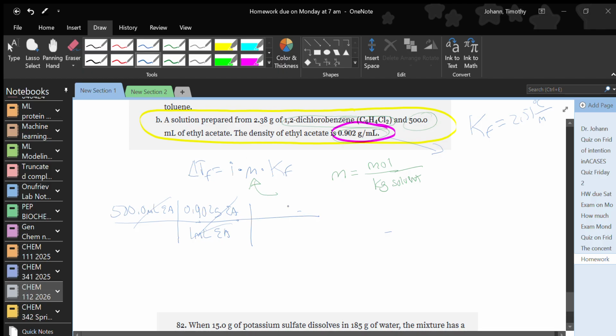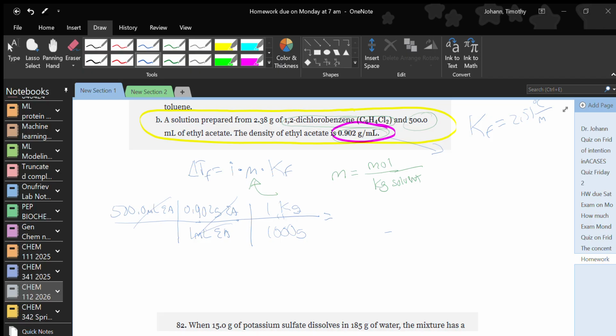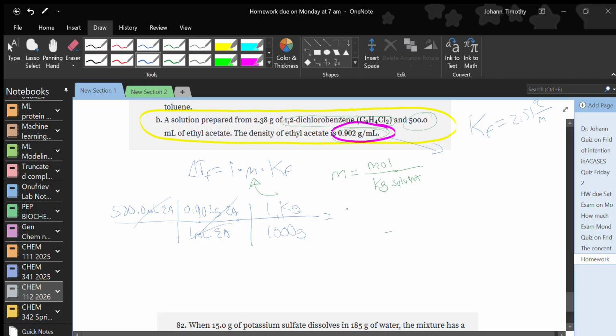All right, so we need kilograms here, right? How do I go from grams to kilograms? I got 1,000, right? What goes on the bottom? Yep, so 1,000 grams is equal to 1 kilogram. This will be the kilograms of solvent. So 500 times 0.902 divided by 1,000. I told you I was sleepy today. 0.451 kilograms. That's going to go on the bottom for our molal, right?